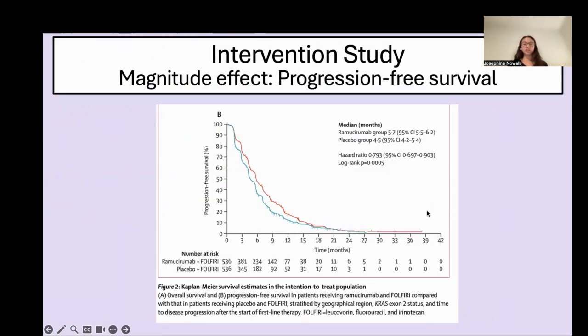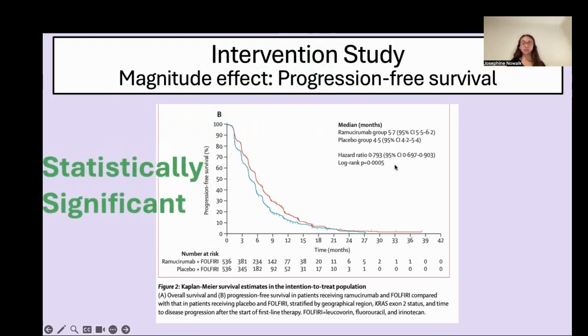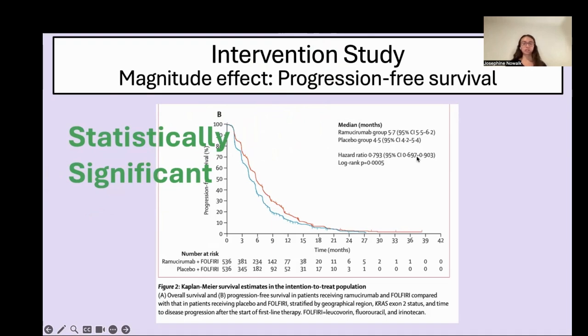And another magnitude effect that I wanted to look at was the progression-free survival between the ramucirumab versus the placebo group. We can see that the ramucirumab group had about 5 to 7 months progression-free survival versus the placebo group, which had about 4 to 5 months. And remember that progression-free survival is the length of time during and after treatment that the disease does not get worse. This means that the patient lives longer with the disease, but the disease does not get worse. And we can say with confidence that this is statistically significant because 1 is not included in the confidence interval.